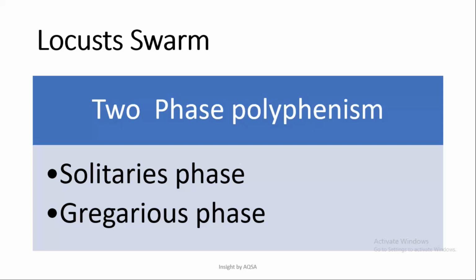Locusts have two-phase polyphenism. It means that in locusts, one form is altered with another. The commonly found phase of locusts is the solitarious phase, while the other phase is the gregarious phase. During harsh circumstances, alternation of phase occurs. The solitarious phase is altered to the gregarious phase due to some chemical signaling, and swarms of locusts are formed.